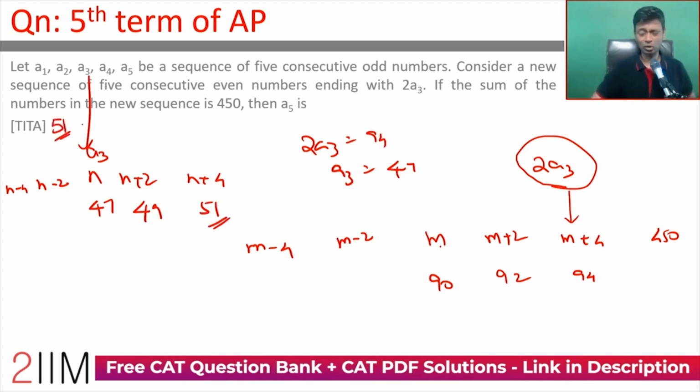The key learning here, the only important point here: if you have 5 terms in an AP, anchor it around the middle term. Average of any number of terms in AP is the middle term. Median, mean, both are the middle term. So 5 terms in AP, 5 times the middle term is sum of all terms. So sum of these 5 terms is 450, middle term is 90. That means the last term is 94. Last term is 2A3, 2A3 is 94, A3 is 47, A4 is 49, A5 is 51.